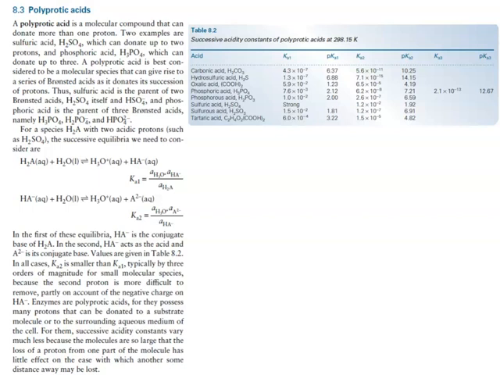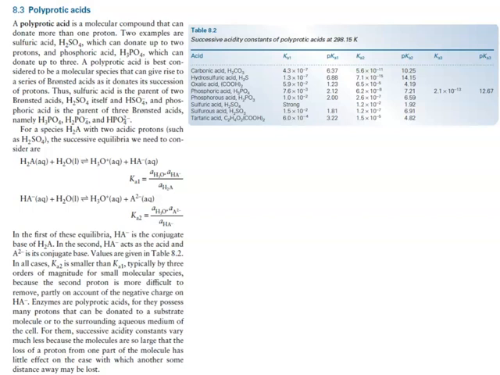A polyprotic acid is best considered to be a molecular species that can give rise to a series of Bronsted acids as it donates its succession of protons. Therefore, sulfuric acid is the parent of 2 Bronsted acids, H2SO4 itself and HSO4-, and phosphoric acid is the parent of 3 Bronsted acids.